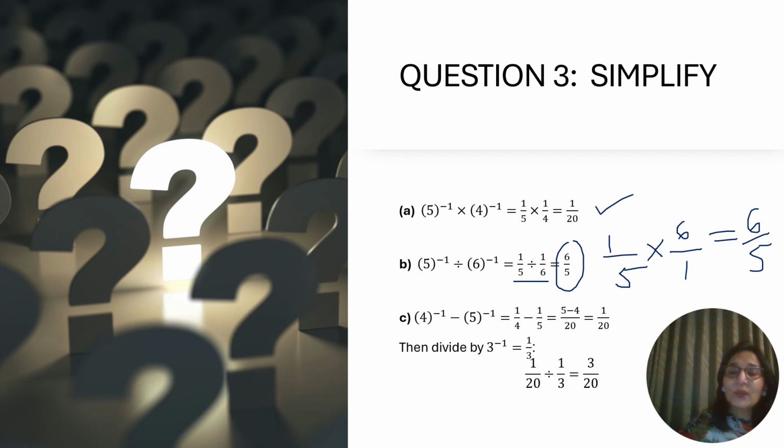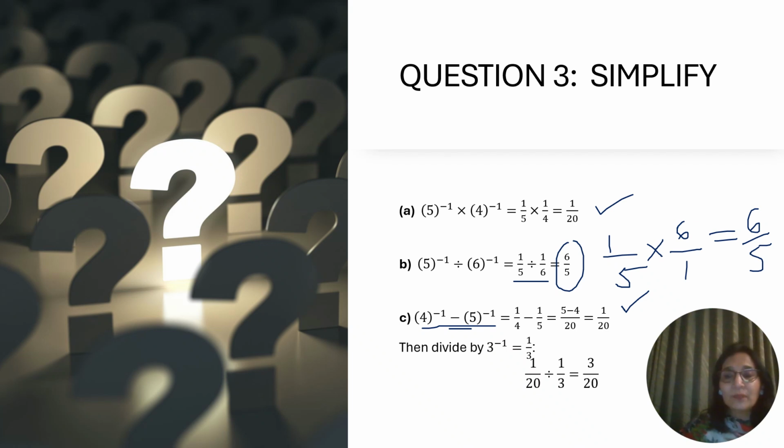Now understanding question number C. Again it is the same, but this time the sign which is used is negative. If you refer to your textbook, it is mentioned that this entire part is divided by 3 to the power minus 1. So you have to go step by step. Again reciprocating, changing negative to positive, and solving by taking an LCM, you will get 1 upon 20. Now 1 upon 20 will be divided by what?